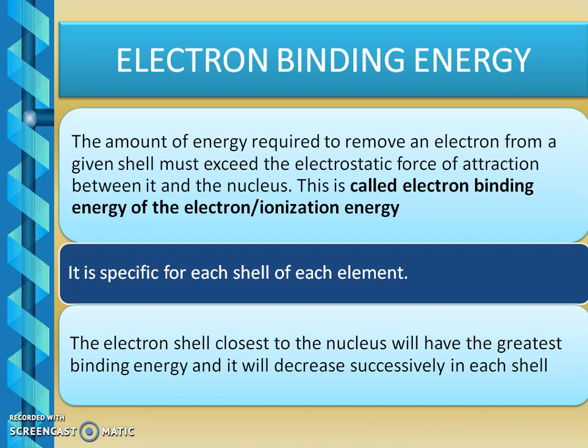Now, as we can see, the electrons are attracted towards the nucleus by a force. If we want to remove the electron from the shell, then we have to supply an amount of energy which is called the binding energy of the electron, or it is called the ionization energy. Now this ionization energy will be different for different shells, or it is specific for each shell. The electron shell closest to the nucleus will have the greatest binding energy.